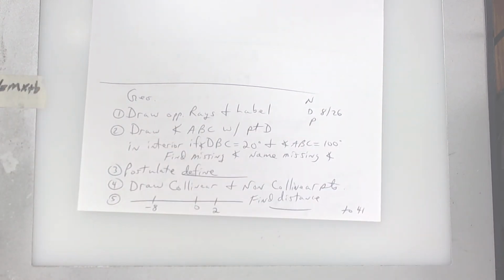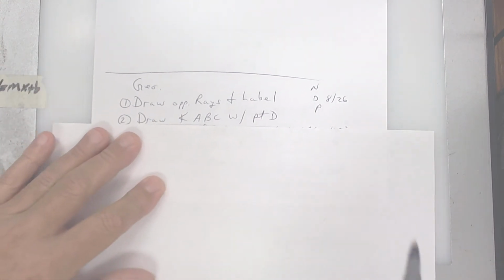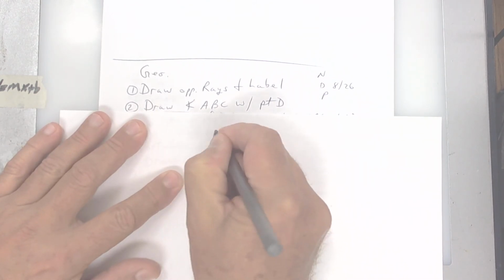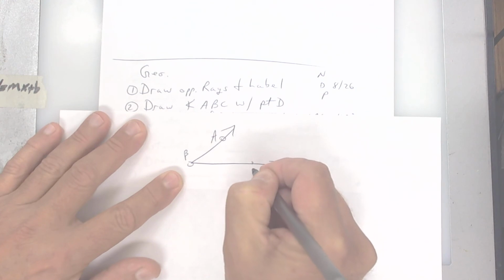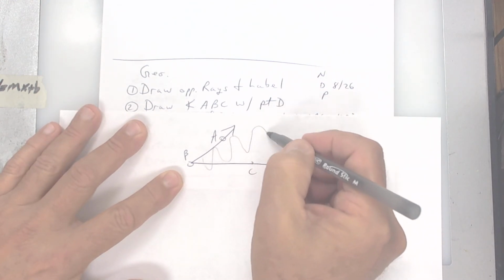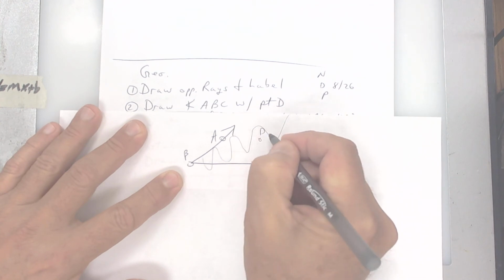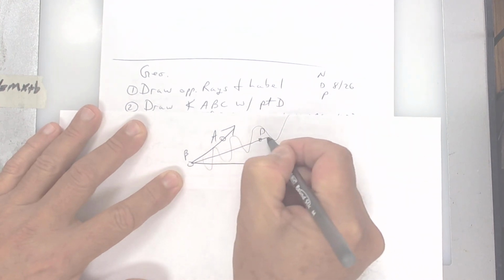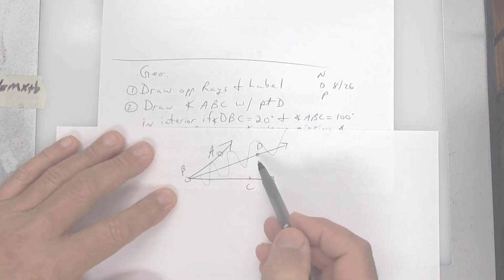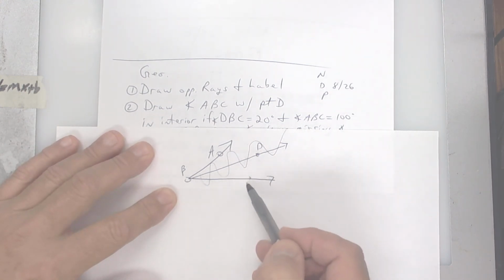All right, next one. Draw angle ABC. So just draw an angle, number 2, and label it ABC. Now put point D in the interior. This is your interior, in between. So just put a point D somewhere. Now draw another ray. And it says that angle DBC is this angle.